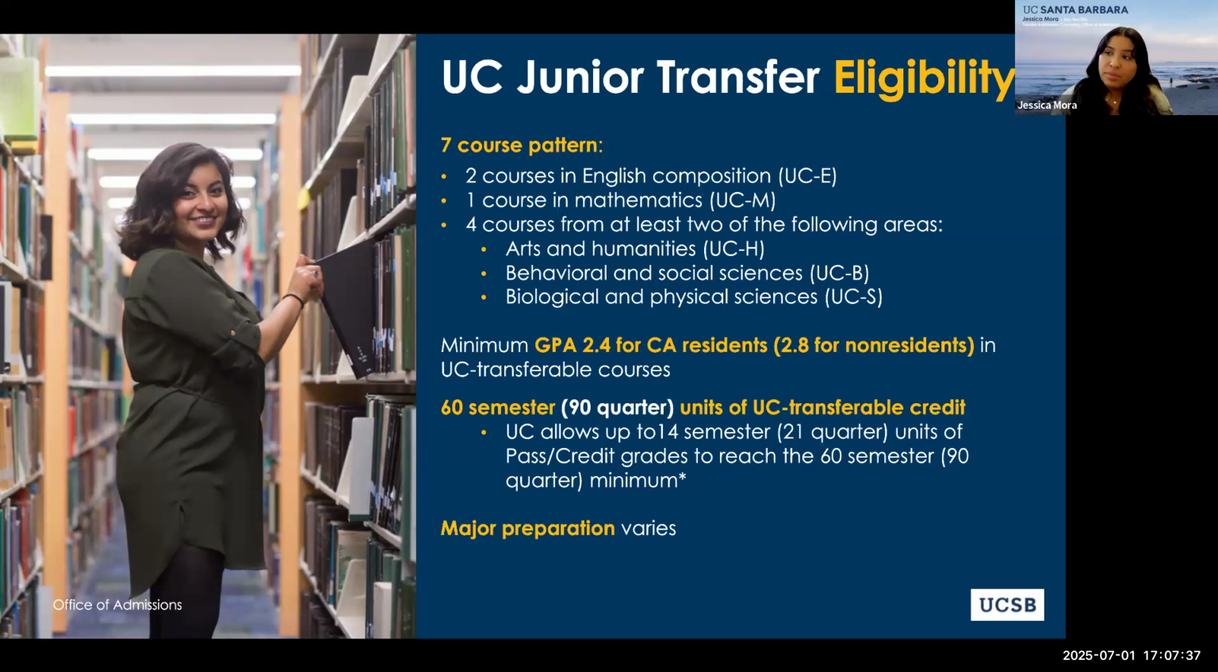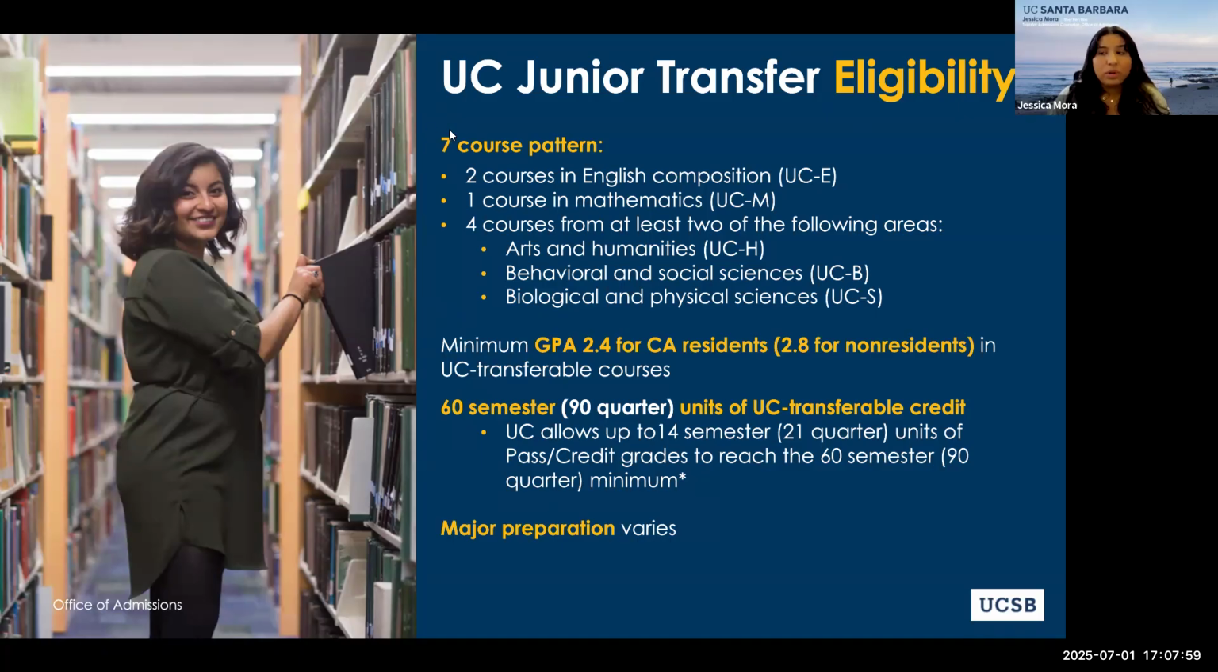So when it comes to minimum eligibility, these requirements are what you need at baseline to just be considered for admissions to UCSB and to any UC campus. So this one does apply to all UC campuses. So what we screen for is going to be that you've completed what's called the 7-course pattern. And 7-course pattern, just think of it kind of broadly.